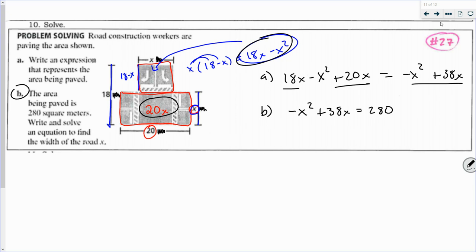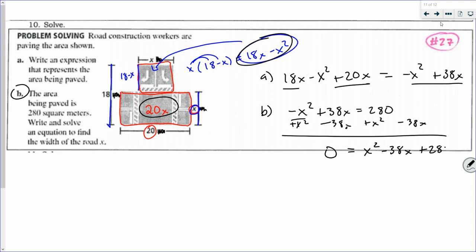You heard me say repeatedly in class that right now, as of the end of chapter 7, we have only one tool in our toolbox to solve this type of problem, and that's zero product property. So we got to get this thing equal to 0. Then we got to turn it into a product by factoring, and then we'll solve. I also don't like factoring when this thing's negative, so what I'm going to do is add x squared to both sides and then minus 38x from both sides and rewrite this thing as 0 equals x squared minus 38x plus 280. Then I can sit down and factor.